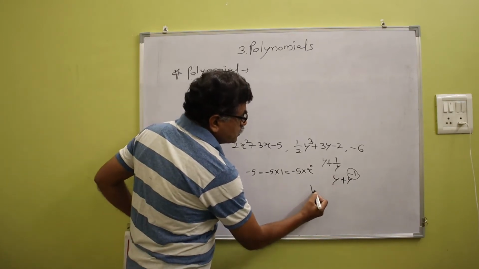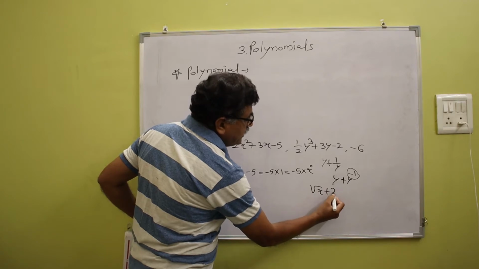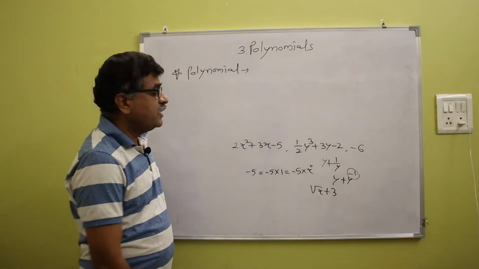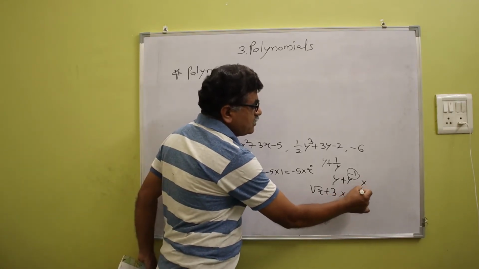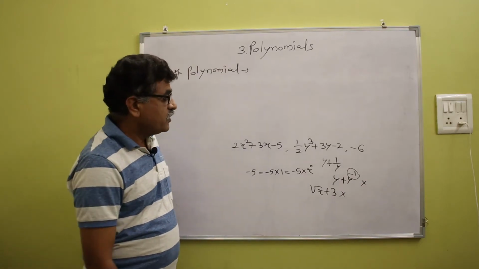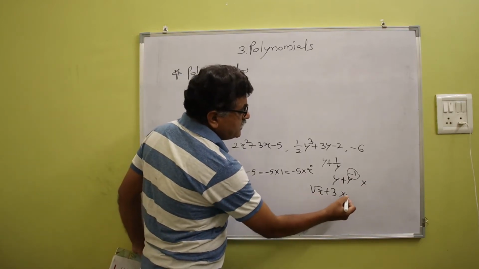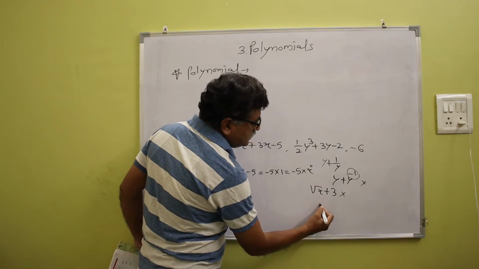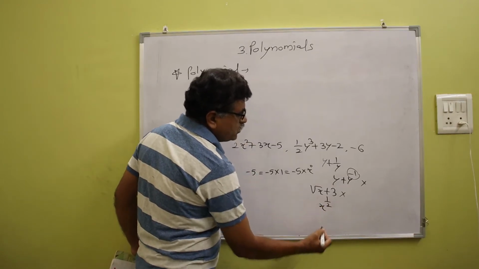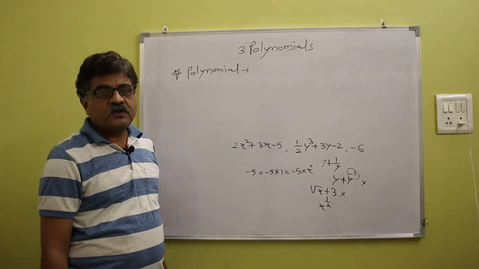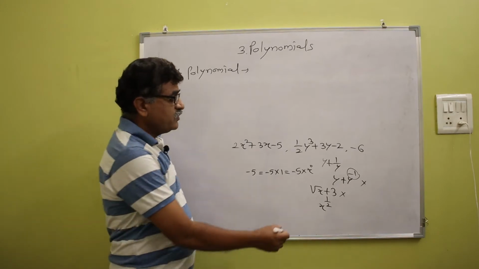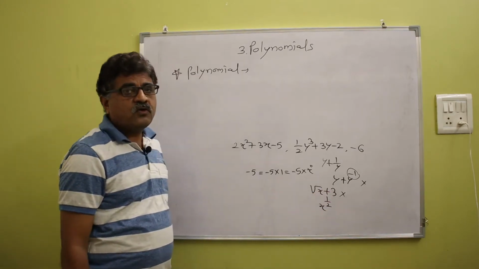Also square root x plus 3 is not a polynomial, because here the power of x is written as 1 upon 2. This is not a positive integer, therefore this is not a polynomial.